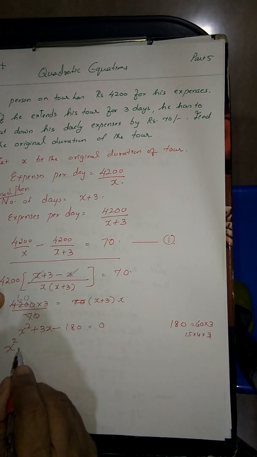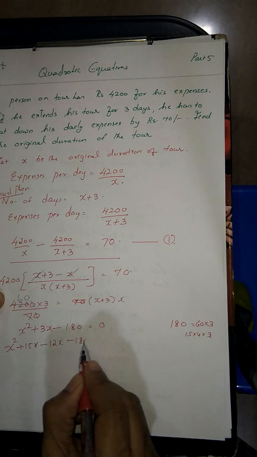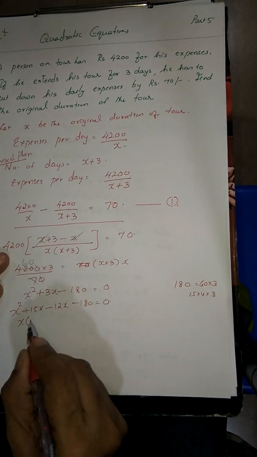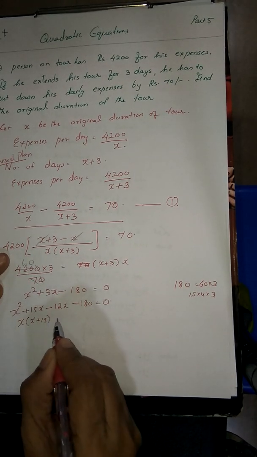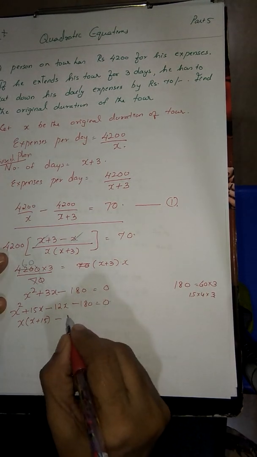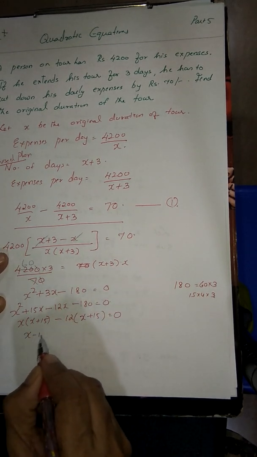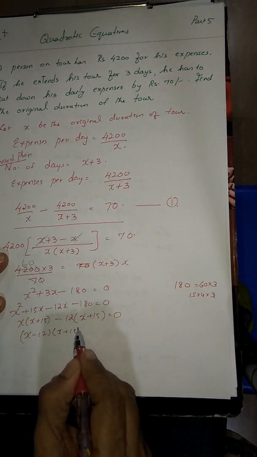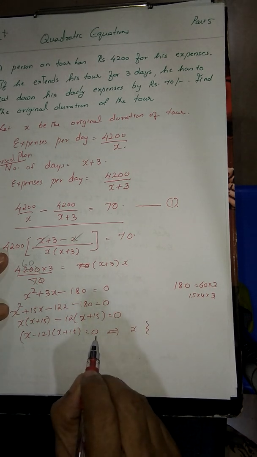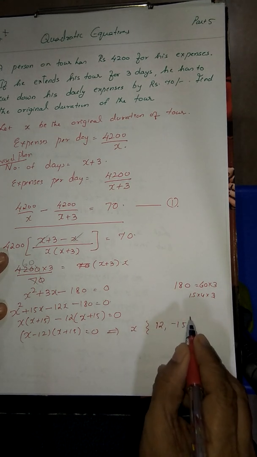So x squared plus 15x minus 12x minus 180 is equal to 0. So x into x plus 15 minus 12 into x plus 15 is equal to 0. So x minus 12 into x plus 15 is equal to 0. From this you can write x minus 12 is equal to 0, x plus 15 is equal to 0. So value of x is equal to 12 and minus 15.